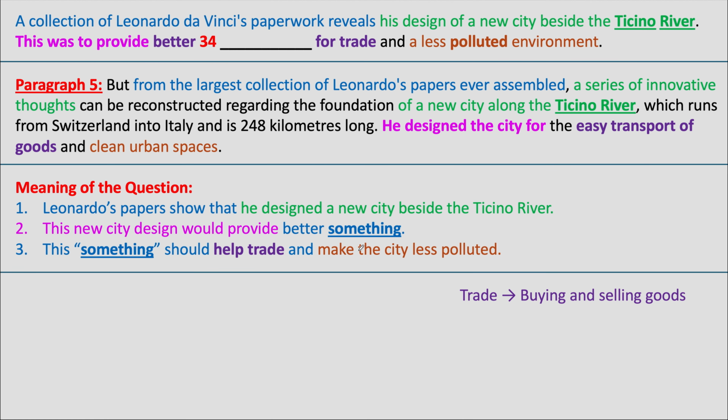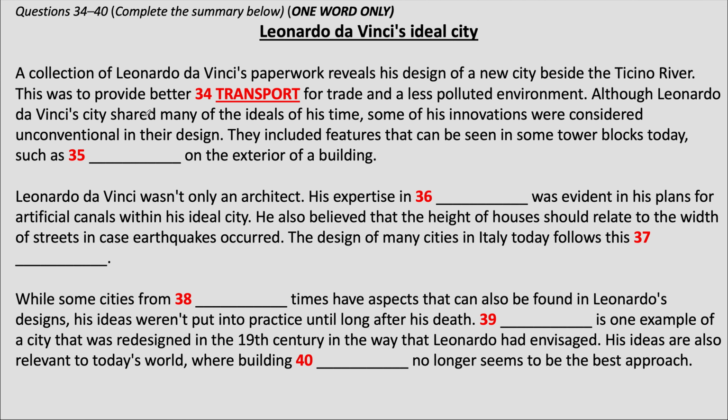Let's compare this to the passage. This sentence tells us about the papers with design, and the new city beside Ticino River is mentioned. The next sentence is he designed the city for easy transport of goods and clean urban spaces. Clean urban spaces are less polluted environment. Trade is buying or selling of things or goods. So the answer comes from easy transport of goods or better transport of trade. The answer to question 34 is transport.